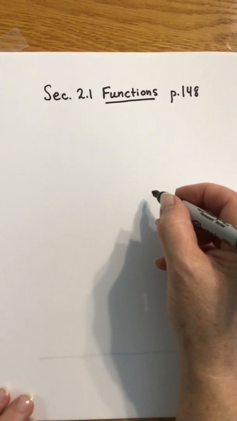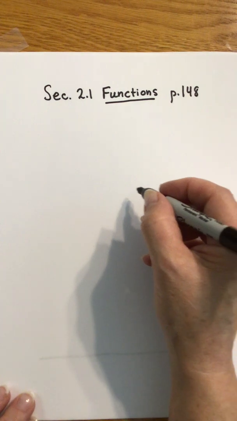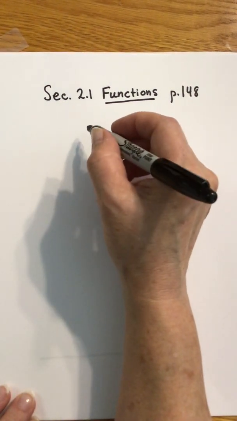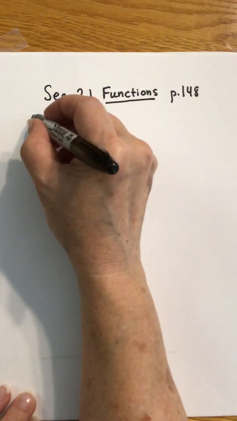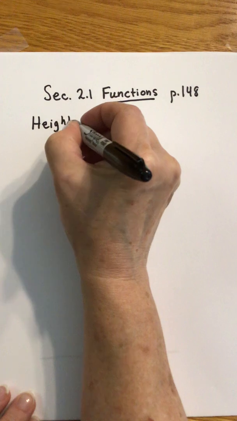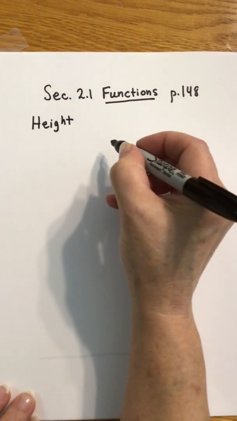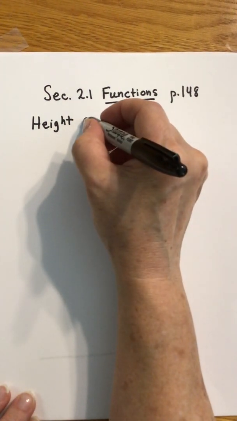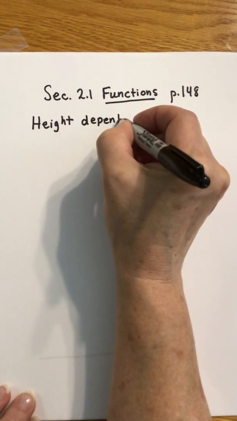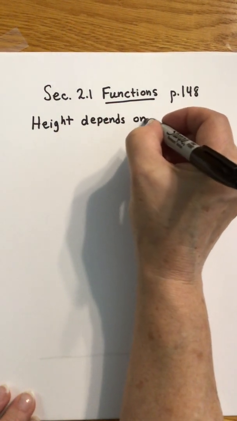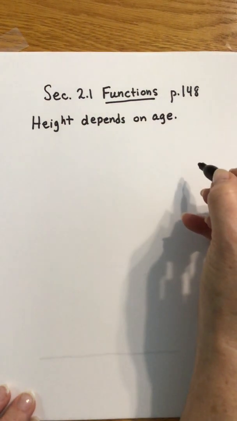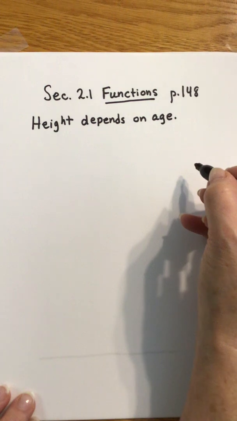Now, if we think about it, in most everything that happens, one quantity depends upon another quantity. Some examples of that would be height. Your height depends upon how old you are, so it depends upon your age. So there's two quantities that depend upon each other.